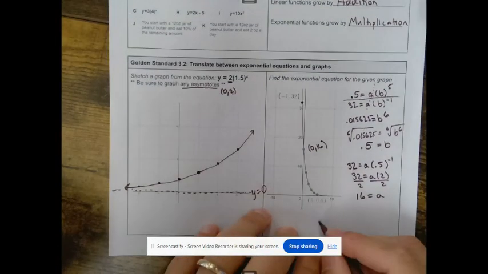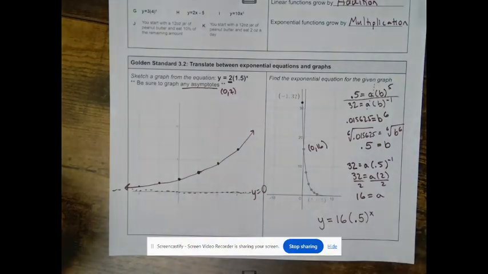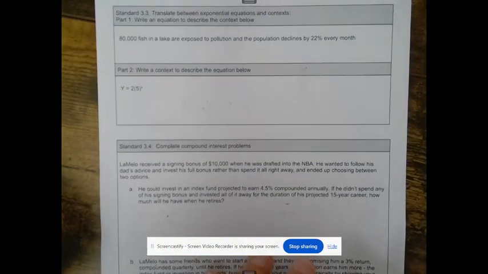Therefore, what is our equation? Y equals 16 times 0.5 to the x power. All right, those are our two golden standards. Let's flip to the back side. All right, so first one here for 3.3, translating between equations and context, knowing how to rewrite these.